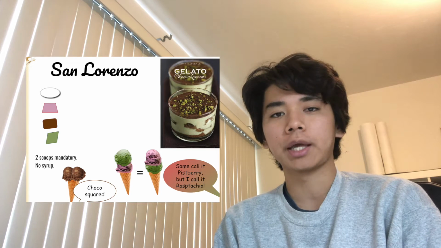Alright, so now let's start with the scenario of San Lorenzo where you need 2 scoops of ice cream mandatory and there's no syrup. So for example, for part A, it could be chocolate ice cream and chocolate ice cream, double chocolate ice cream, pistachio ice cream and strawberry ice cream, and it could be a vanilla ice cream and chocolate ice cream.